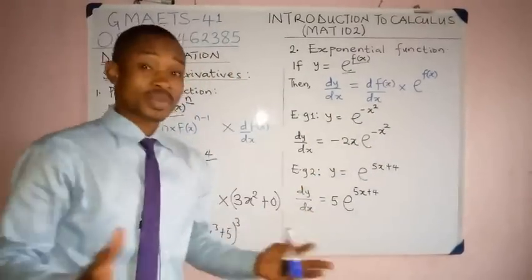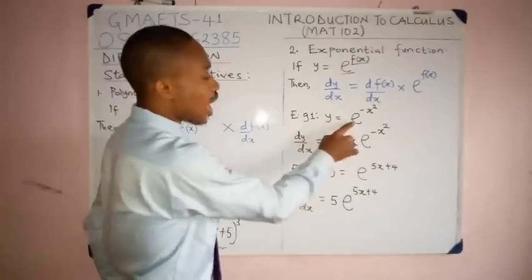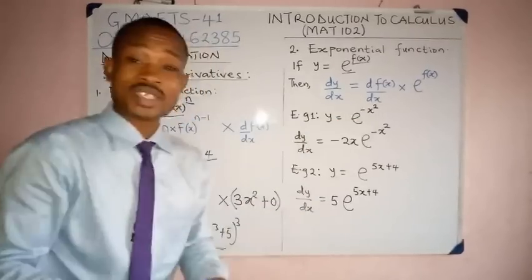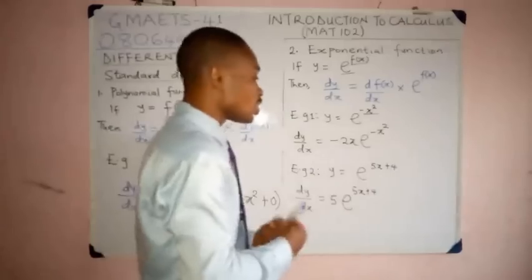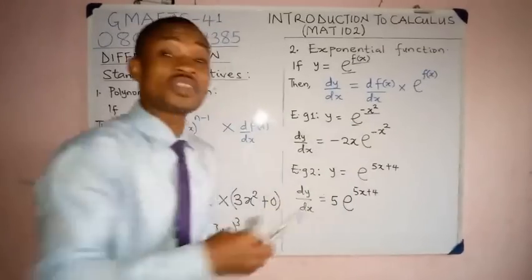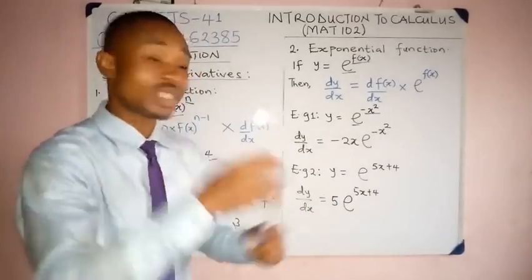You can see these 2 examples. I'm going to be fast. y is equal to exponential minus x squared. What is our minor? This is our minor, minus x squared. And then our major is what? Exponential. So we're going to differentiate the minor and then differentiate the major and multiply them.